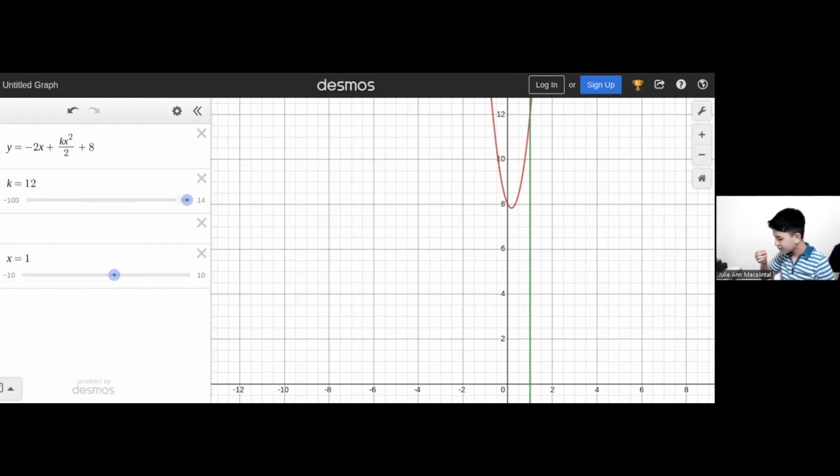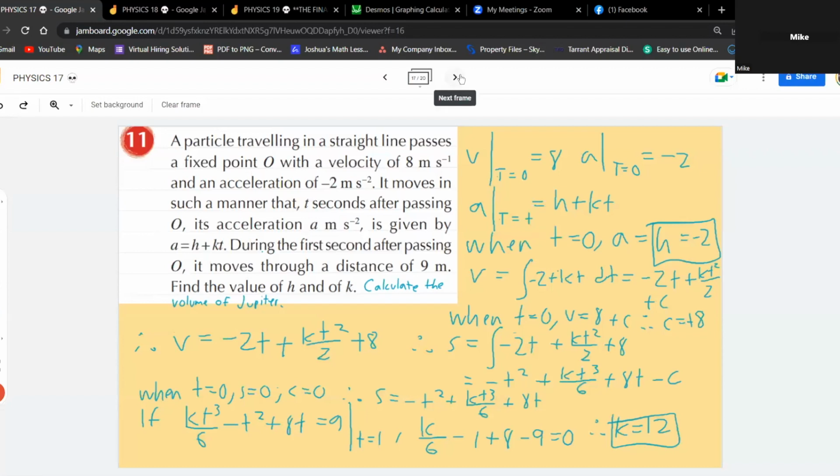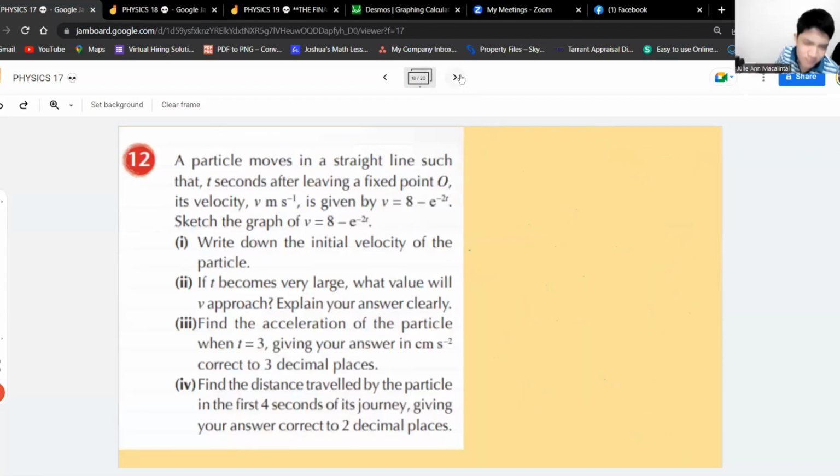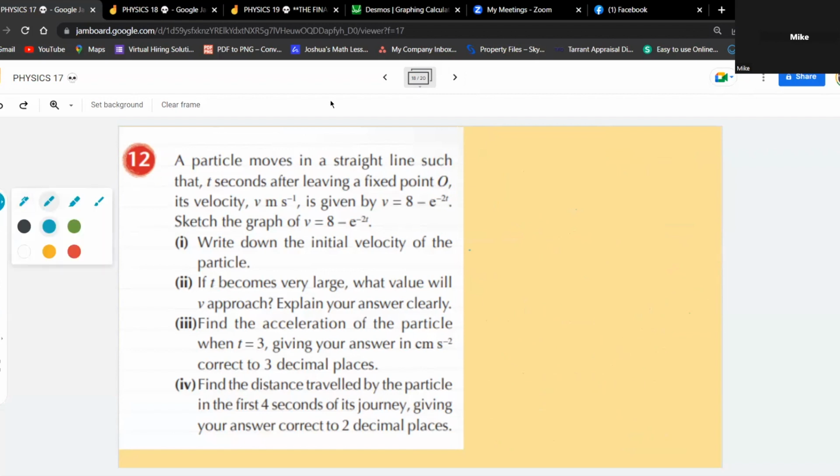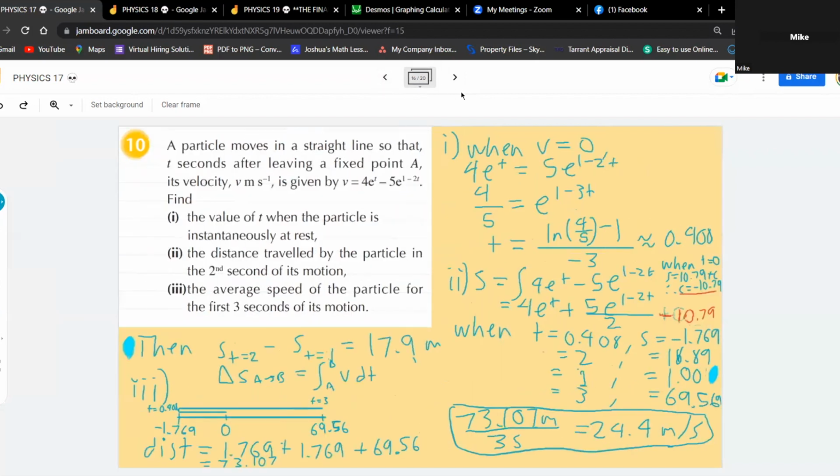Opo. Okay, now let's go to the average speed of the particle. So balik tayo dun sa solution mo, stop sharing muna ako. So, number 10, pabalik, para lang mabasa yung the rest. So, nakuha na yung 10. And then, total distance traveled. Sige.